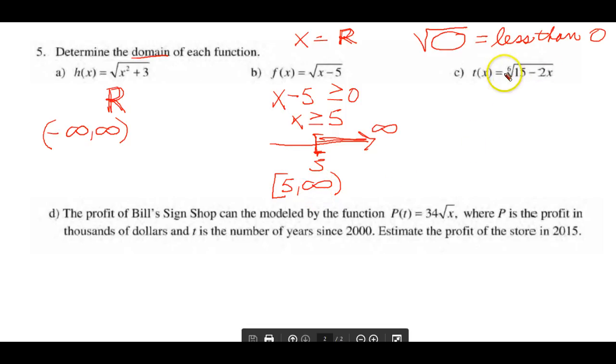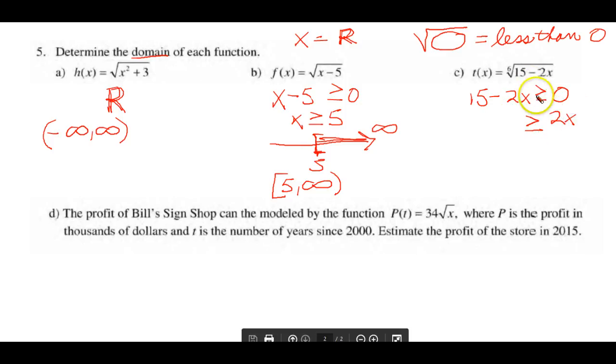Okay, so for this, you know the model now, and watch what's going to happen. So we're going to say 15 minus 2x is greater than or equal to 0. Now, to keep our variable positive, I'm just going to transpose it to this side where it becomes a positive 2x.